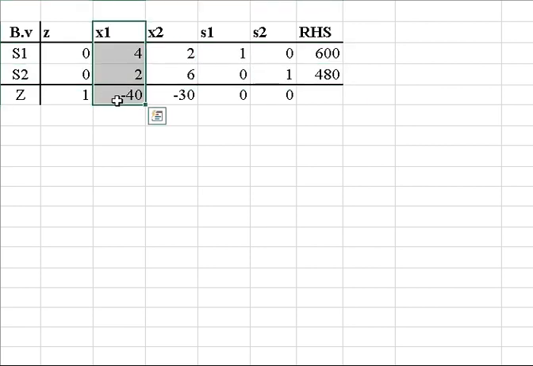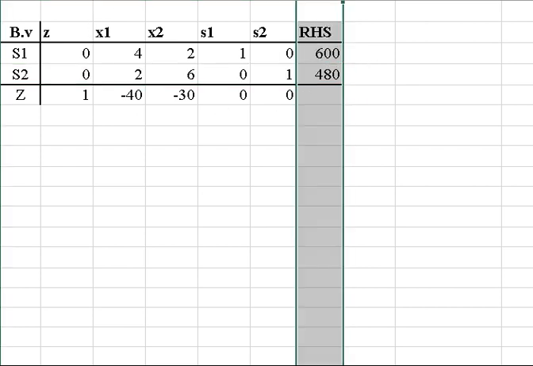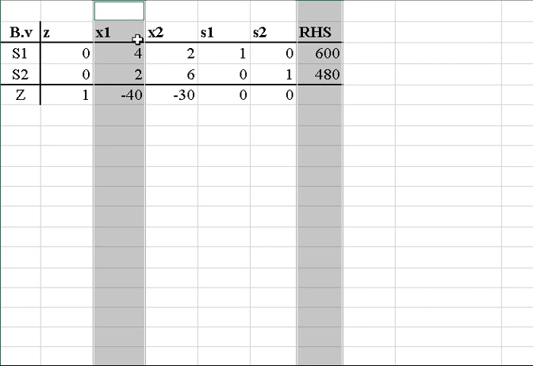Let's now first know kung alin yung papalitan niya, alin ang aalis. Kung may entering, syempre may leaving variable, maaaring si S1 or si S2. For us to know kung alin yung leaving variable, let's look at the right hand side and yung ating pivot column, which are highlighted. We need to get the minimum positive ratio of the right hand side and the pivot column.